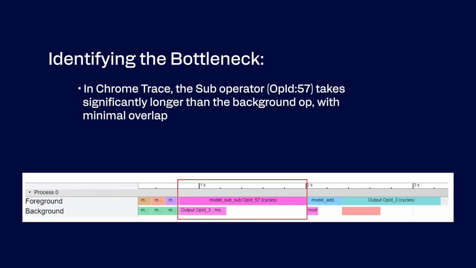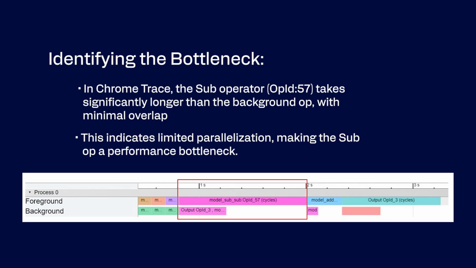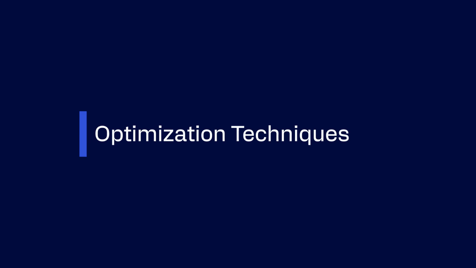In Chrome trace, the sub-operator with op ID 57 takes significantly longer to execute and doesn't have much overlap time with the background op. Given the op parallelization is not significant, we can categorize sub-op execution as a bottleneck. Let's see how we can optimize this model to improve its performance. Clearly, the sub-operator is inefficient as it predominantly runs on HTP using the HVX resource.